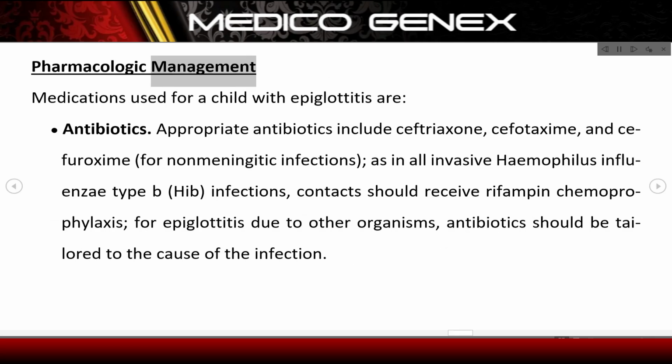Pharmacologic management. Medications used for a child with epiglottitis are antibiotics. Appropriate antibiotics include ceftriaxone, cefotaxime, and cefuroxime for non-meningitic infections, as in all invasive Haemophilus influenzae type B, Hib, infections. Contacts should receive rifampin chemoprophylaxis. For epiglottitis due to other organisms, antibiotics should be tailored to the cause of the infection.